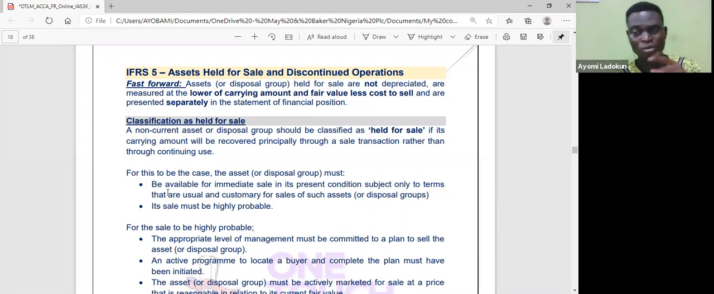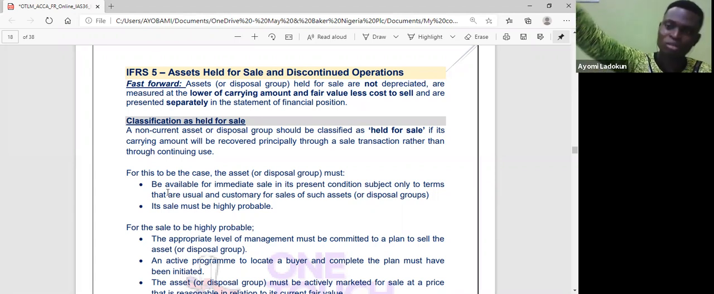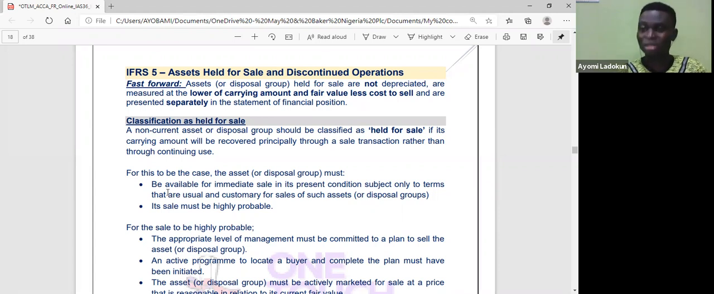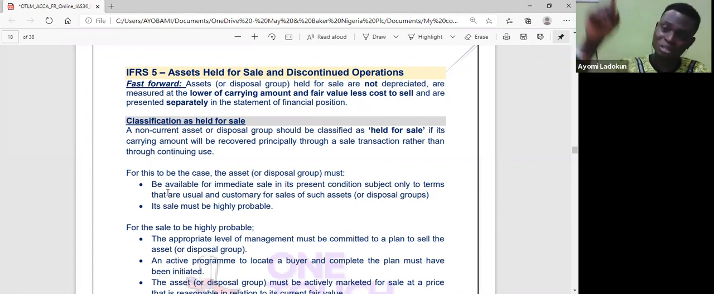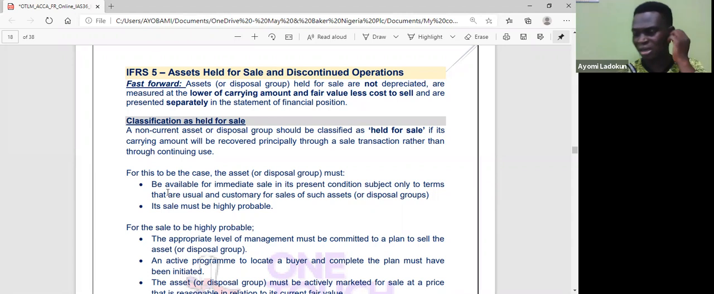Then number 4, the sale is expected to occur within the next 1 year. What does that mean? If I'm classifying that asset as held for sale as of December 31, 2019, I should be able to sell it on or before December 31, 2020. So the sale is expected to occur within the next 12 months, okay?